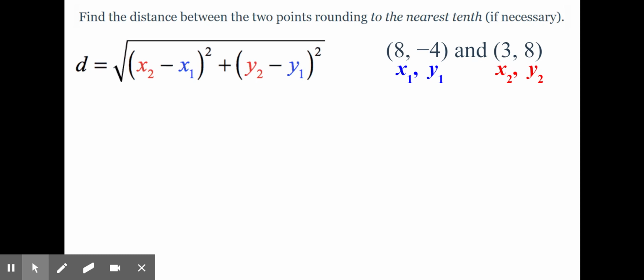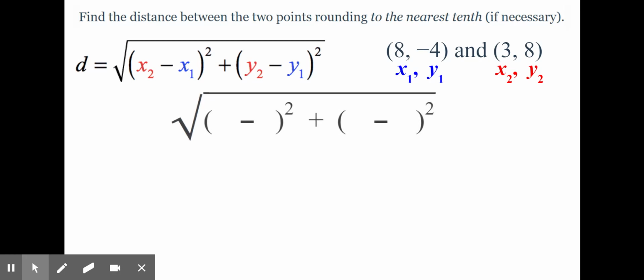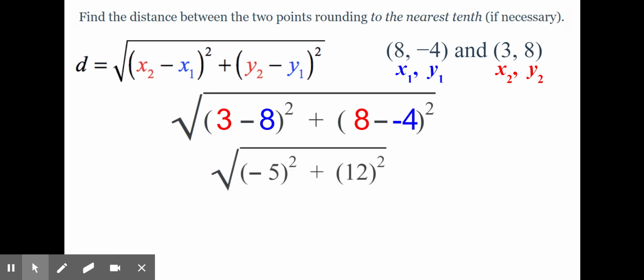And now we plug those numbers into the formula. So my x2 is 3, my x1 is 8. Remember, the minus is part of the formula, so it stays there. My y2 is 8. My y1 is -4. Now we're going to simplify what's inside the parentheses. 3 minus 8 is -5, and 8 minus -4 is 12.